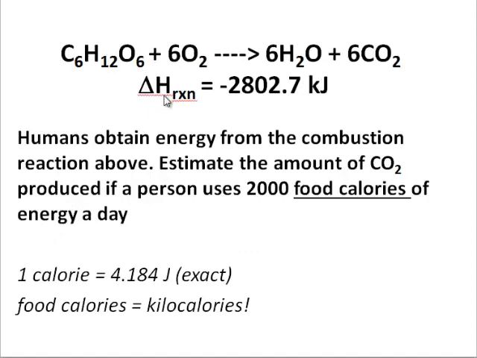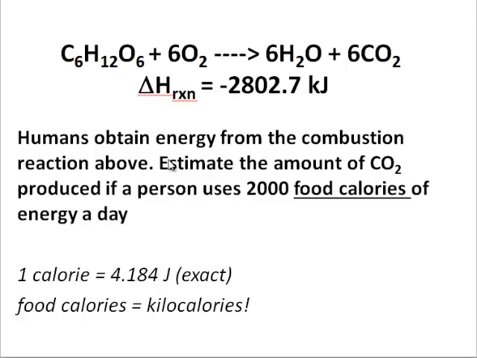All right, let's consider this process. C6H12O6 is glucose or sugar, and one of those reacts with 6 moles of oxygen to make 6 moles of water and 6 moles of carbon dioxide. And the heat of this reaction is negative 2802.7 kilojoules. Humans obtain energy from the combustion reaction above, going on a molecule by molecule basis within ourselves. Or rather, your biochemist will provide further details in classes you take later.